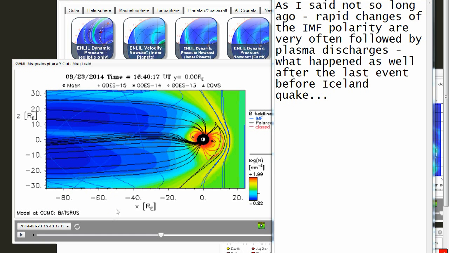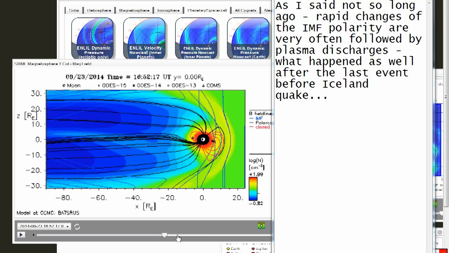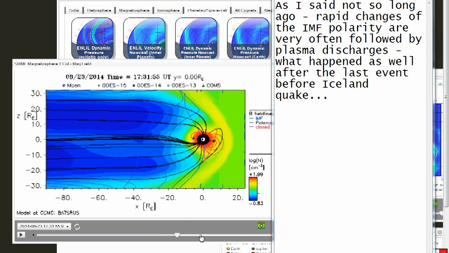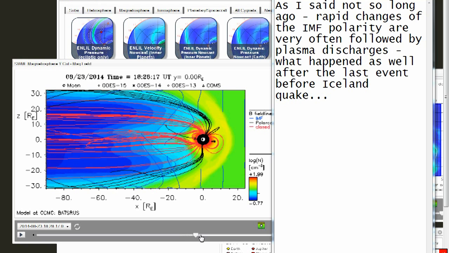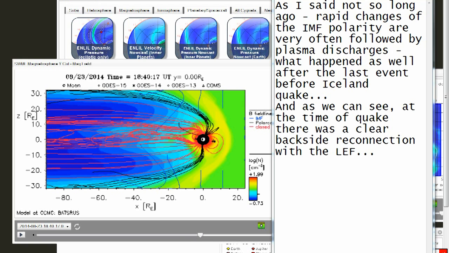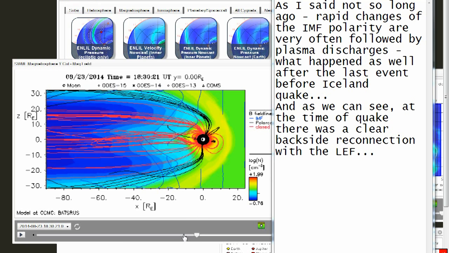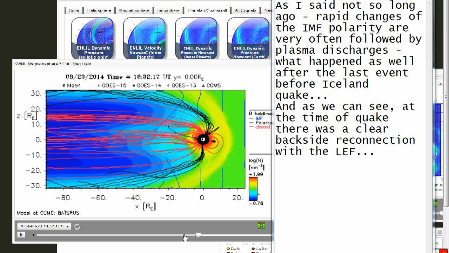As I said not so long ago, rapid changes of the IMF polarity are very often followed by plasma discharges. What happened as well after the last event before Iceland quake. And as we can see, at the time of quake there was a clear backside reconnection with the low energy field.